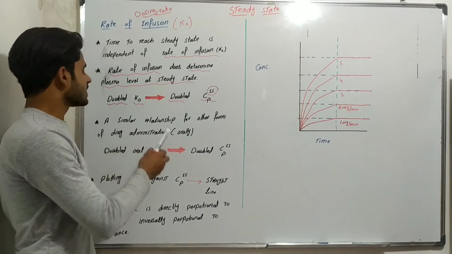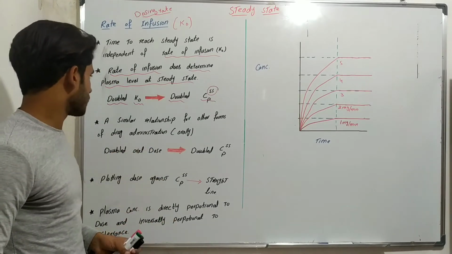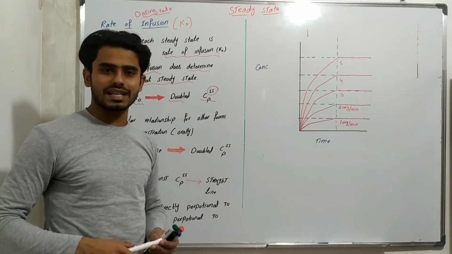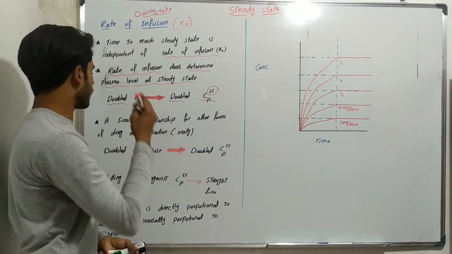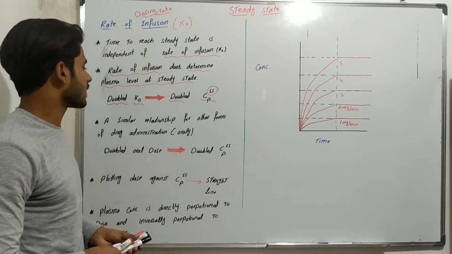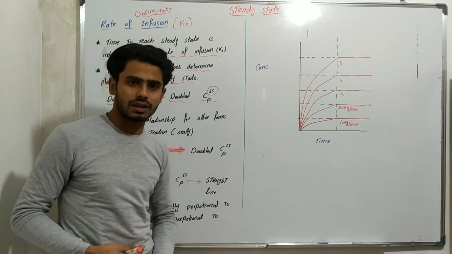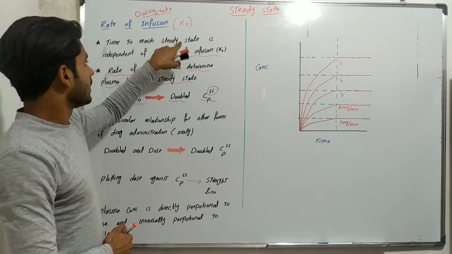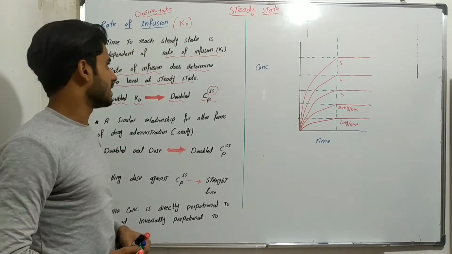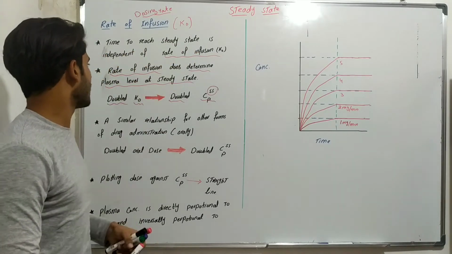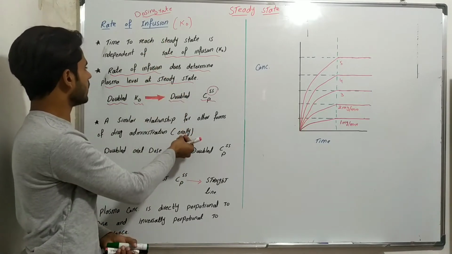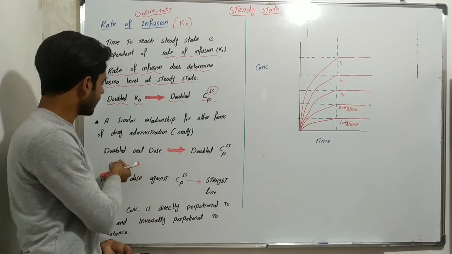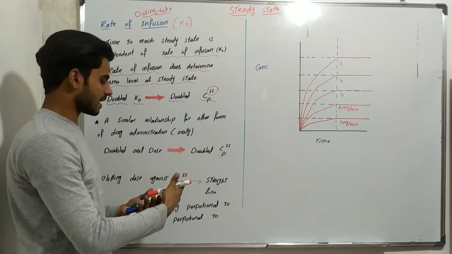The similar relationship holds for other forms of drug administration. Let's suppose we are taking the drug through injection, or orally; the same rule applies. When taking the drug orally, the rate of infusion does not determine the time to reach the steady state. Rather, it determines the plasma level. If we increase the oral dose, the plasma level at steady state will also increase. Double the oral dose, double the plasma concentration.